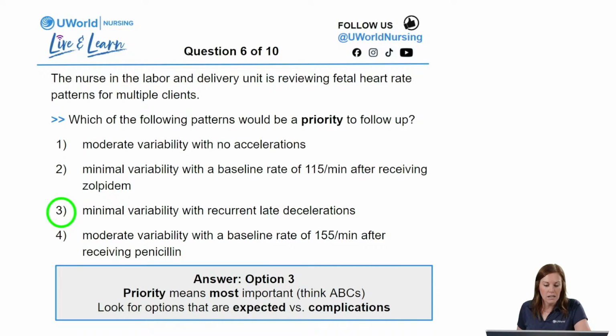So minimal variability with recurrent late decelerations. These are non-reassuring fetal heart patterns, and they're going to indicate that the fetal client is not receiving enough oxygen. And they're going to require interventions such as changing the maternal position, applying oxygen to the maternal client. And again, if we don't take intervention with these clients, the fetal client is at risk for hypoxia and acidemia. So again, that acidic buildup in their blood.